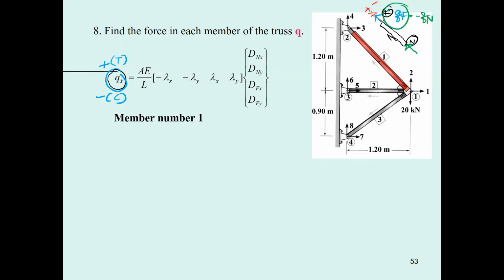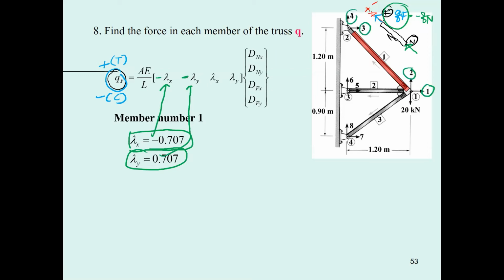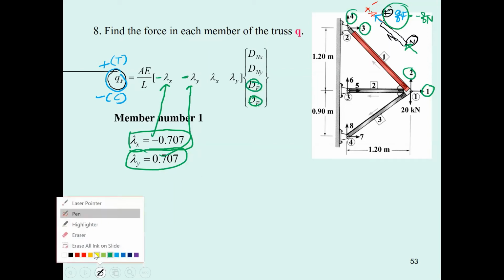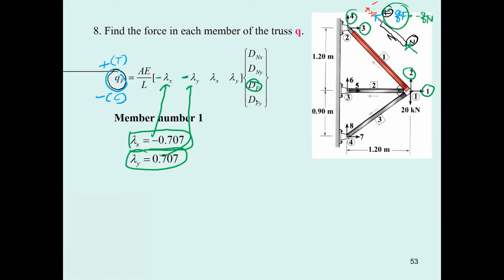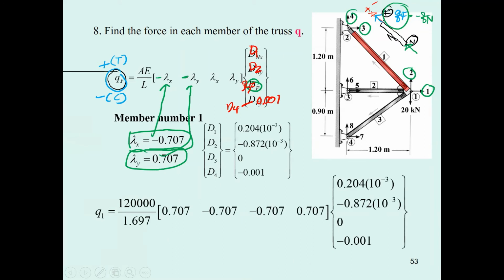Now you have lambda sub x and lambda sub y, minus lambda sub x and plus lambda sub y. You just plug this one into this equation. Beware about the sign over here. And then this is 1, 2, 3, and 4. You have this one D4. This is D3. D3 is 0. D4, you know it. It's going to be minus 0.001, and this one is D1, this is D2, and this is D3, and this is D4. Just put the D into position and do the computation easily.